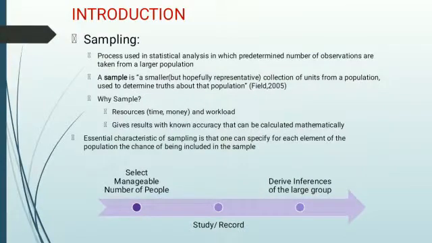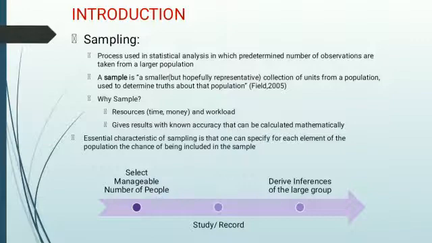First, I'd like to talk about sampling. As we know, a sample is a smaller representation of a larger population to determine truths about the population. Why do we sample? Because, number one, we have lack of resources, which may be time, money or workload implication, and busy schedule. A sample also gives results with known accuracy that can be calculated through different statistical means.